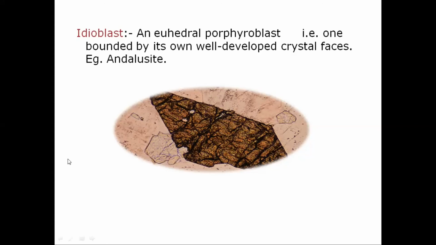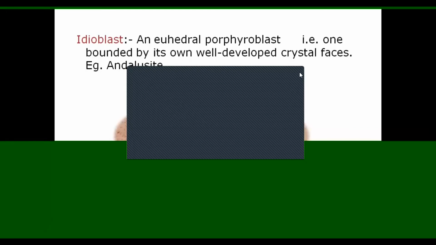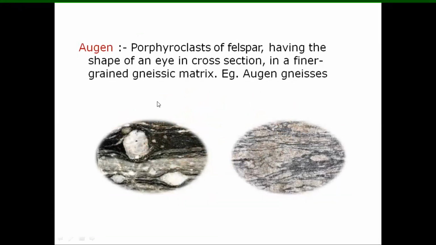The example for this mineral is andalusite, and you can see beautiful development of these crystal surfaces on these sides, like this side, and then this side, and then this side, and this side, and it shows you idioblastic texture.